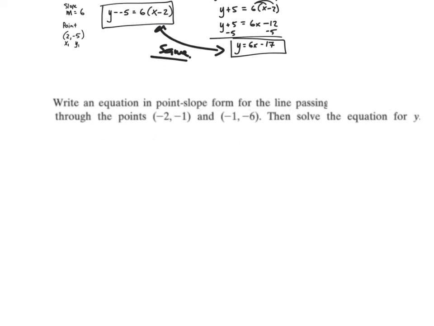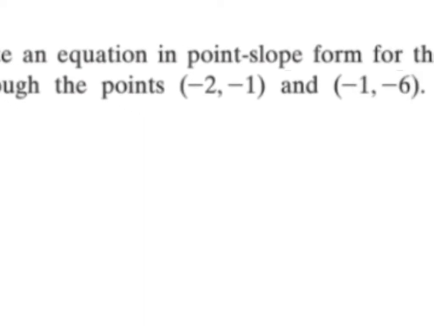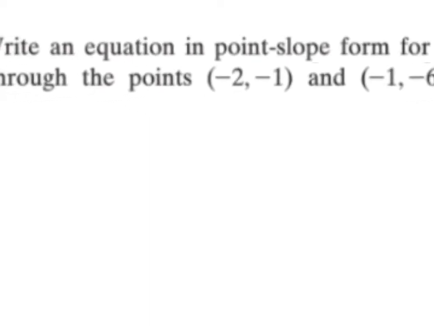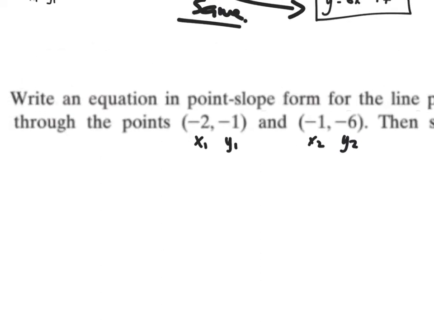Now on this one, it wants me to write an equation in point slope form for the line passing through these points and then solve the equation for y. I'm going to do this using two different methods just to show you guys. So write my equation in point slope form given those two. I've got x sub 1, y sub 1, x sub 2, y sub 2. I'm going to do this in two different ways to show you that you can use point slope form, but there is another way to obtain your linear equation by using slope intercept form.